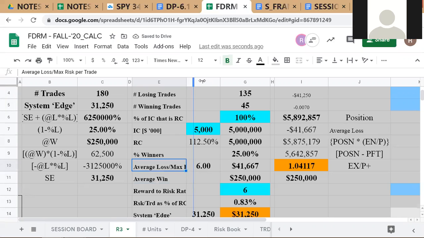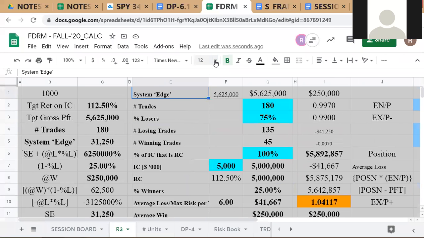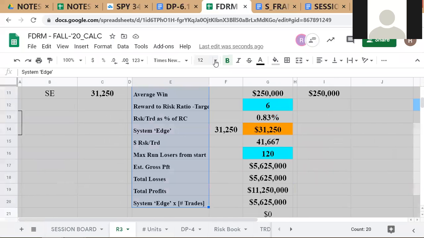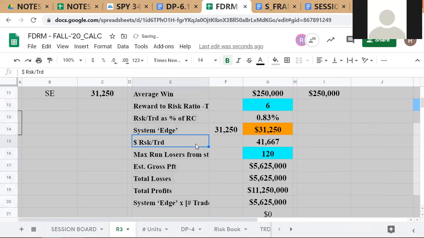The font may be a bit small here. Maybe we can make it a little broader. I just want everything here to fit. Maybe make this a little bit bigger, so that when you look at it, it's easier to read. We'll make it 14.